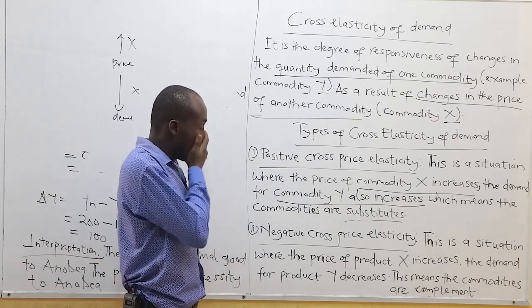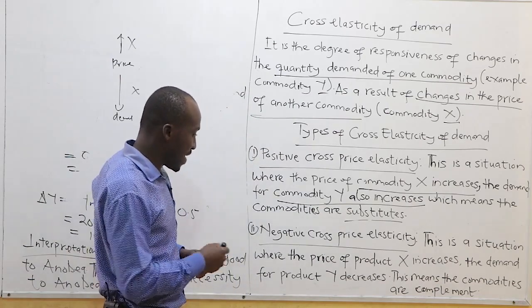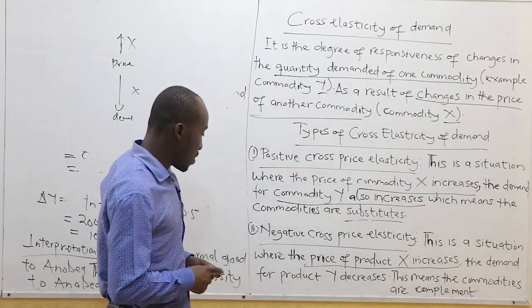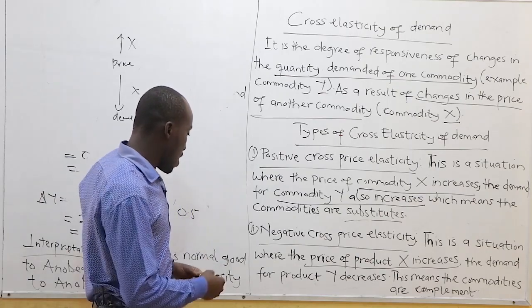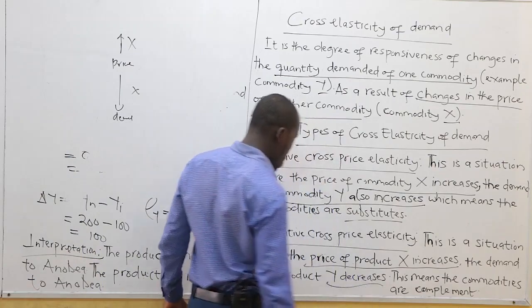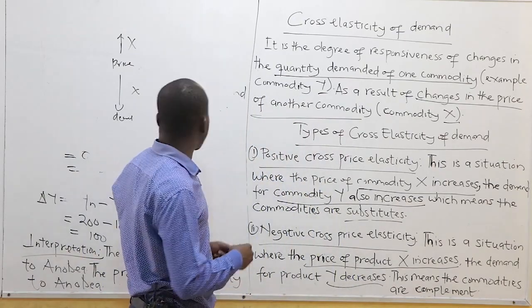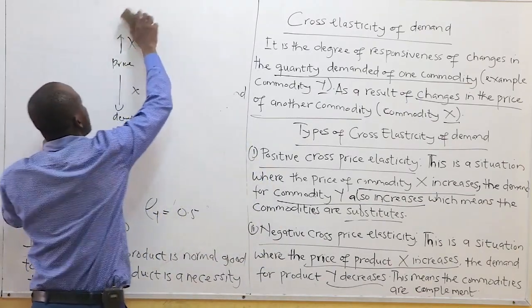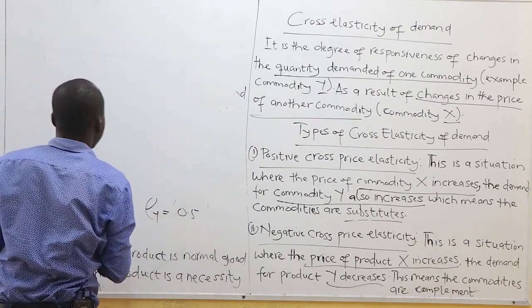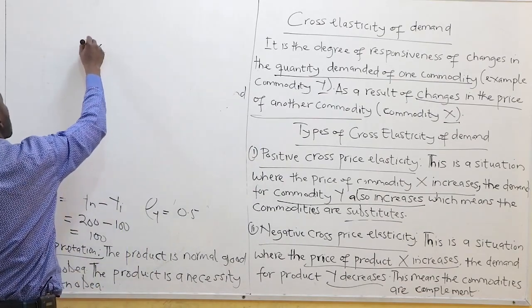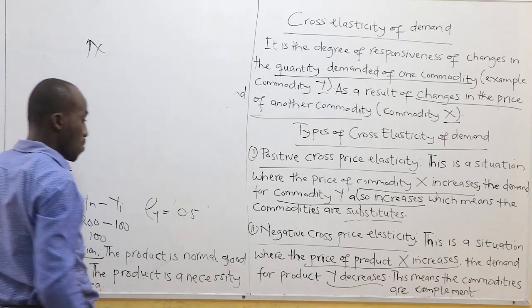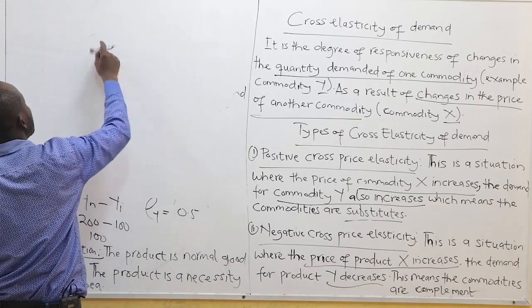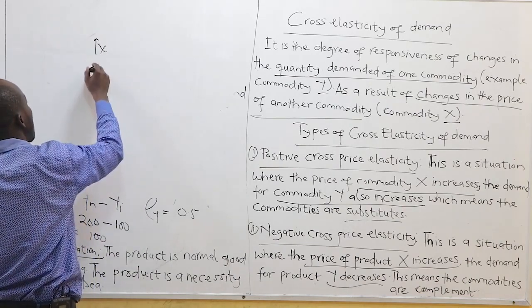Negative cross elasticity of demand. This is a situation where the price of one commodity increases, and the demand for the other product decreases. So if the price of X increases, we know demand will fall, right?